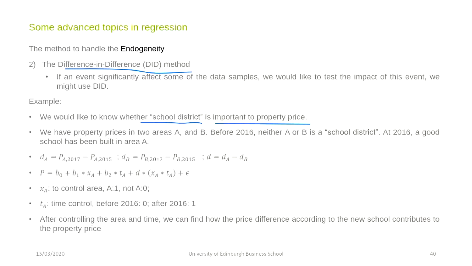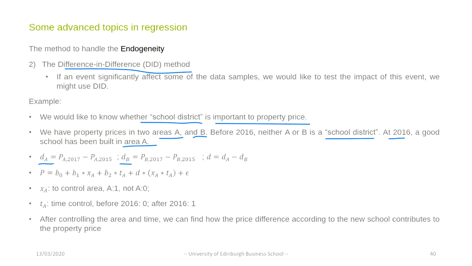A very good example for difference in difference is that we can choose two areas, A and B. Maybe before 2016, neither A nor B is in a school district because they are not quite close to a good school. But in 2016, a good school has been built in area A. Okay, that's pretty good. So we can calculate the price difference for A before and after the school has been built. And we can also calculate the price difference of B before and after the school has been built.